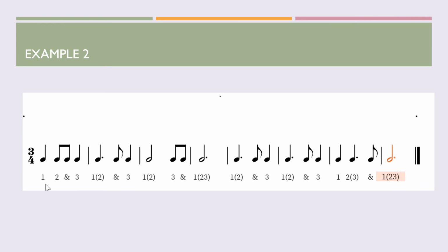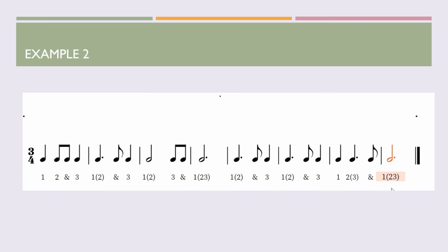Here we go. 1, 2, and 3. 1, 2, and 3. 1, 2, 3, and 1, 2, 3. 1, 2, and 3. 1, 2, and 3. 1, 2, 3, and 1, 2, 3.